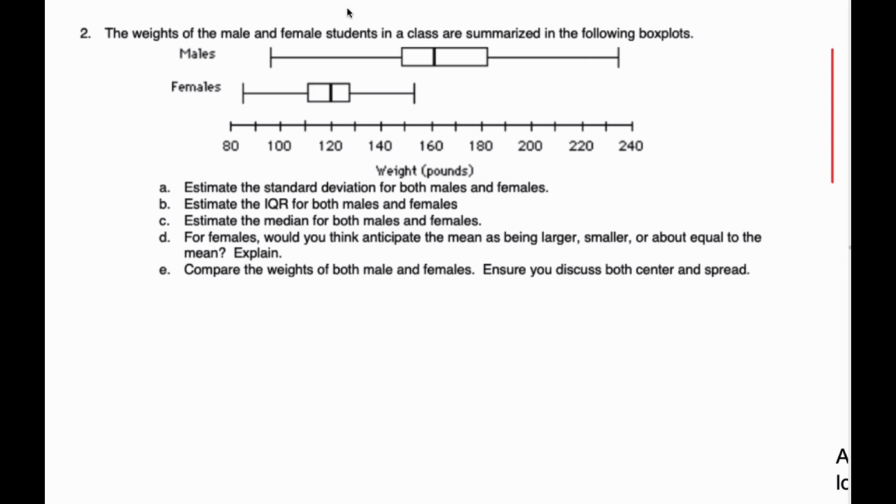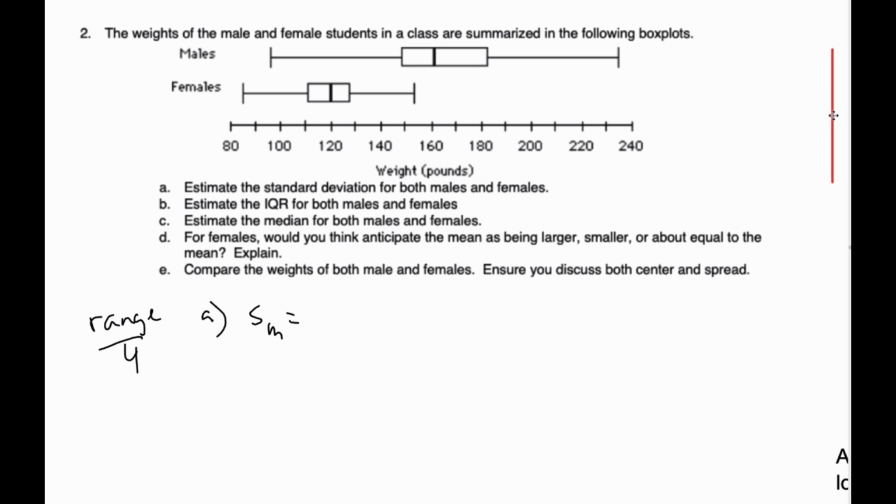Okay, it's Mr. Ops here, and we are going to try an example dealing with box plots and spread and comparing them. If I have weights of male and female students in a class, summarized by these box plots, I want to estimate the standard deviation for both males and females. If we remember from the past, an estimate could be I take the range and divide it by 4.